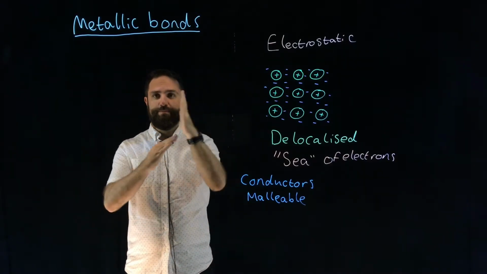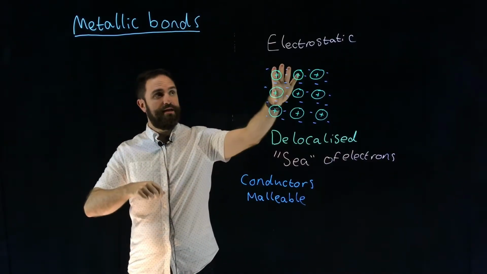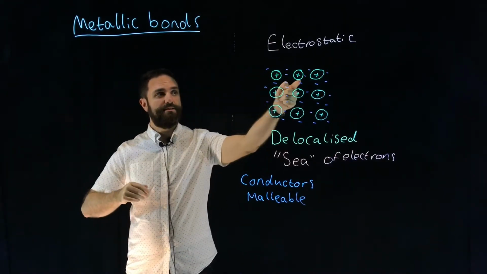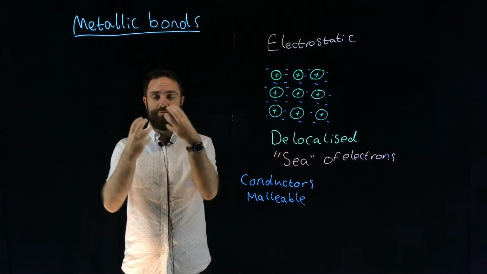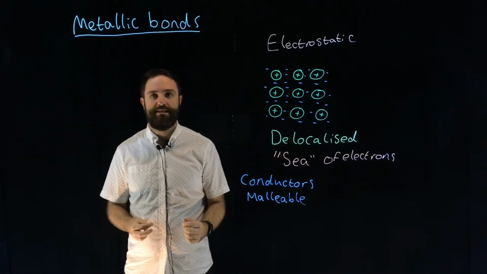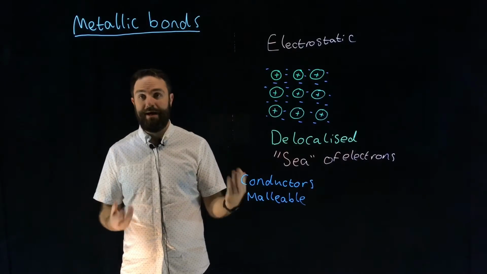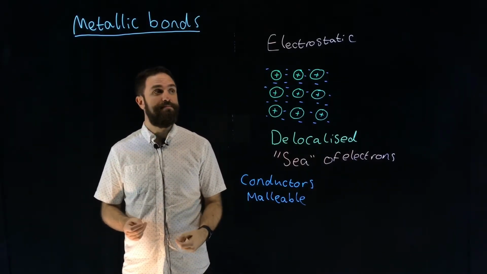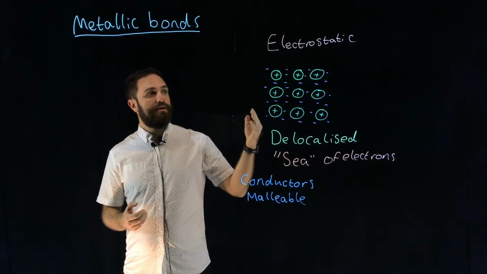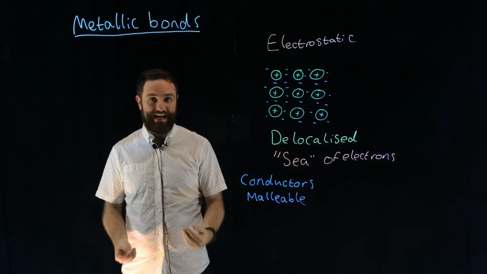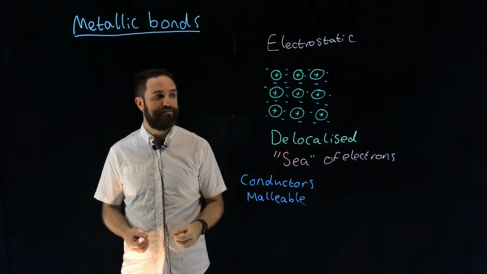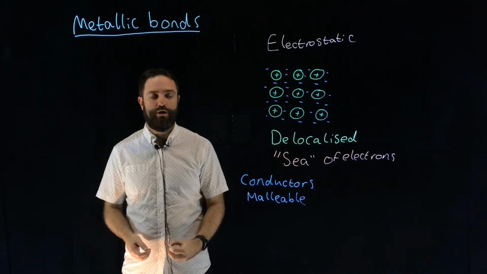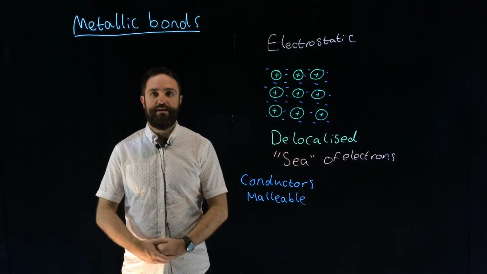So if I give it a push, or if I try to bend it, the layers of ions will move around, but they'll still stay stuck to this free-flowing background delocalized sea of electrons. Meaning that metals are very malleable, they're very ductile, they're great conductors of heat and electricity, and it also gives rise to the properties of alloys, which changes their properties very slightly, but it means that an alloy is actually a mixture and not a compound. We'll cover alloys in more detail in a later video.